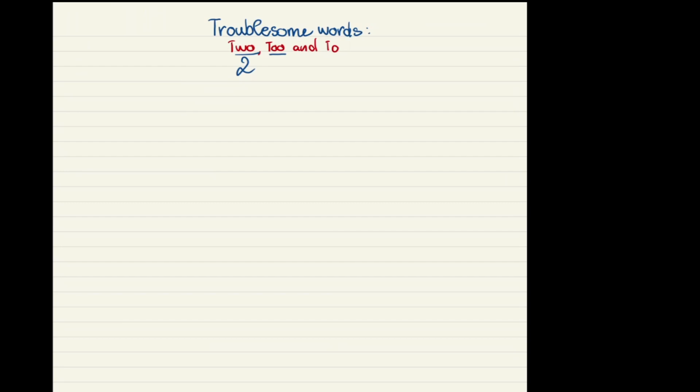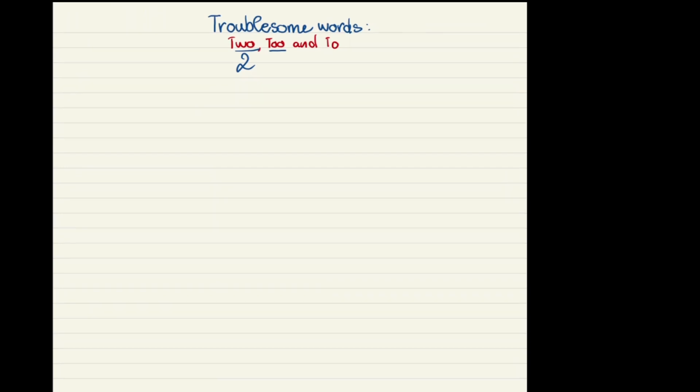And to remember this second word, we would think of this word as the one that has an extra letter to it. Too, extra letter O to it. So if we are referring to something that is extra or something that we are also doing, then we need to use the word with an extra letter. So I'll put an extra here to remember. Okay, and last one, to.